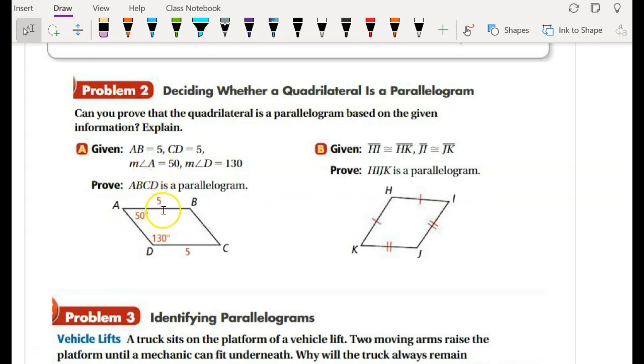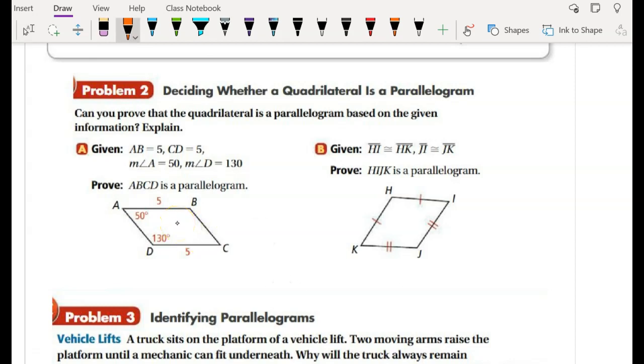Okay, so AB is 5, CD is 5. So I know that segment AB is congruent to segment DC. What am I missing? So I've got the measure of angle A is 50. The measure of angle D is 130. So now what? Can I say that ABCD is a parallelogram?